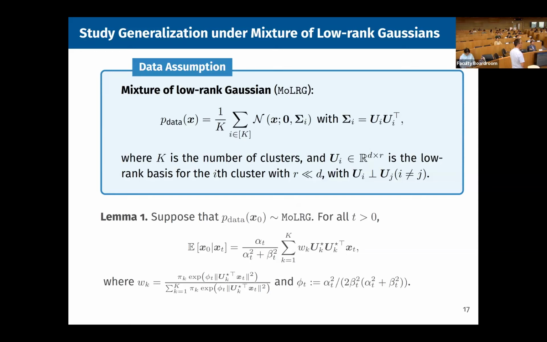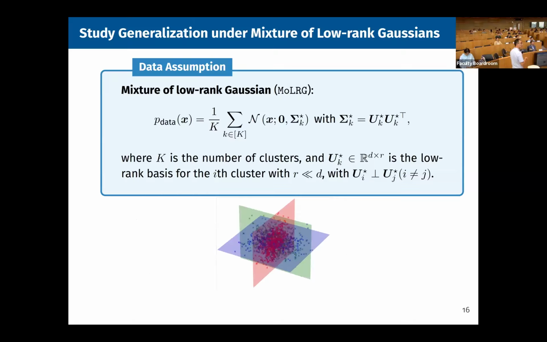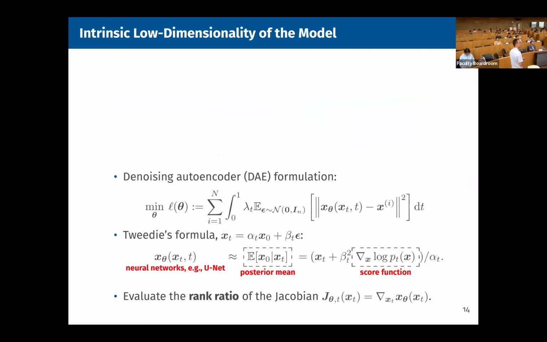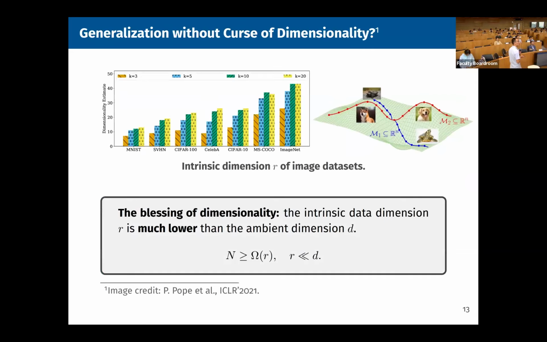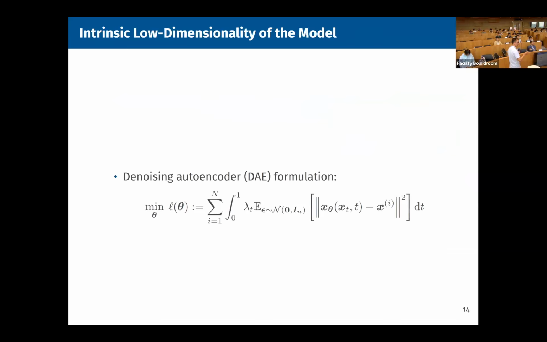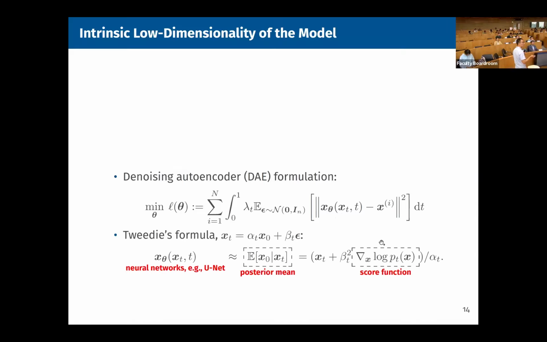Before I proceed, I want to show you another piece of evidence for why the model is low dimensional. We did some other experiments doing diffusion models based on this denoising autoencoder formulation. This is a variant of a score matching formulation where we learn a denoiser DAE, mapping from XT, the noisy image at the T-th noise level, to the clean image. And this is actually equivalent to score matching based on Tweedie's formula.